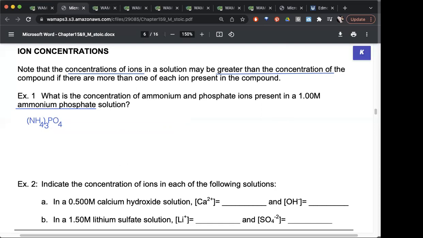If we have 1.00, and I'm going to pop that out into its conversion factor, the number, unit and label on the top and the bottom. So this is 1.00 moles of ammonium phosphate. So that is NH4 3PO4. I know it's not super clear. Oh, it's not so bad. Over 1 liter total solution.